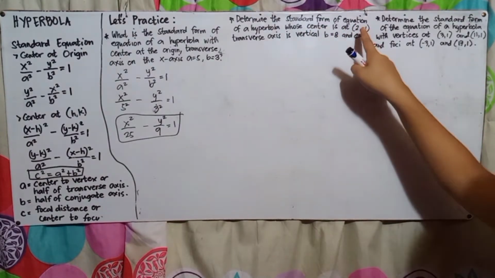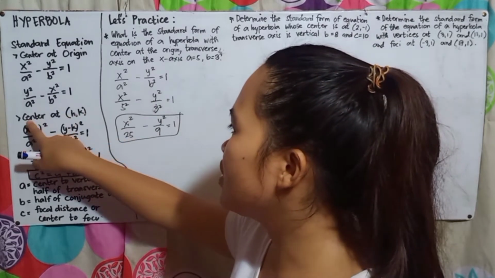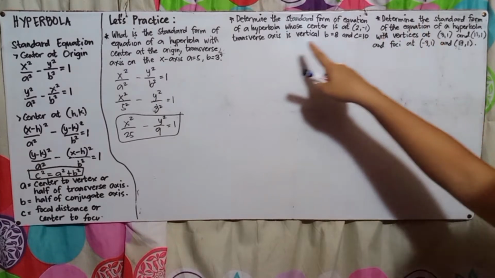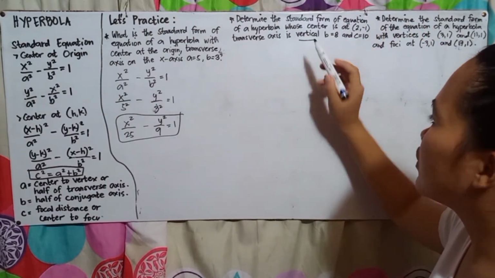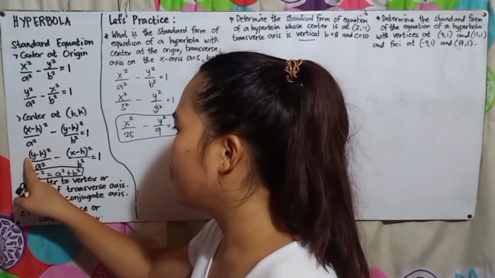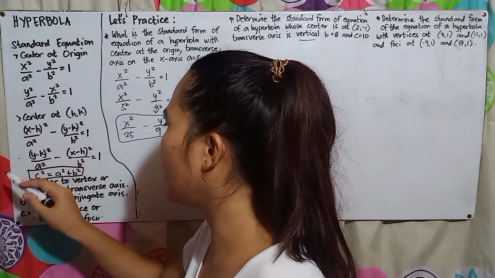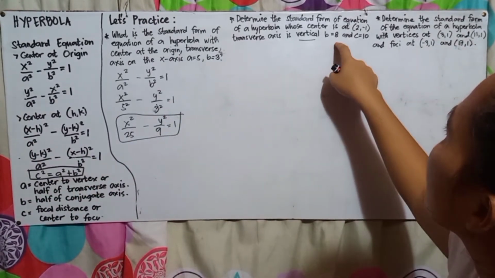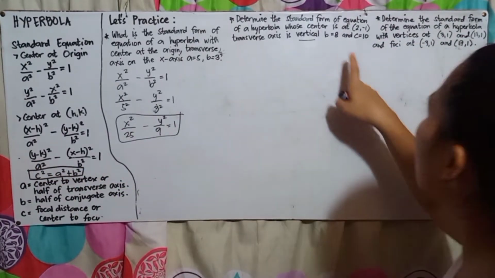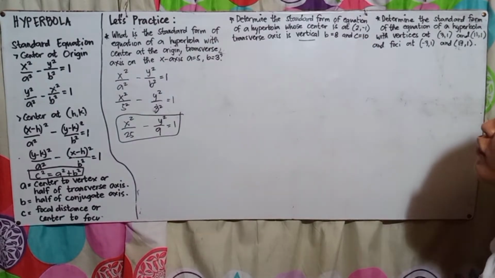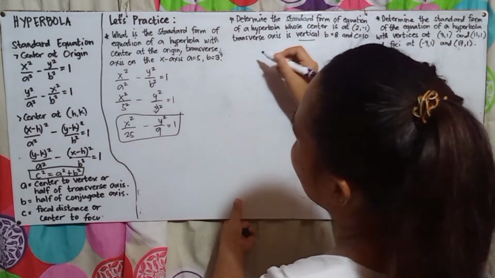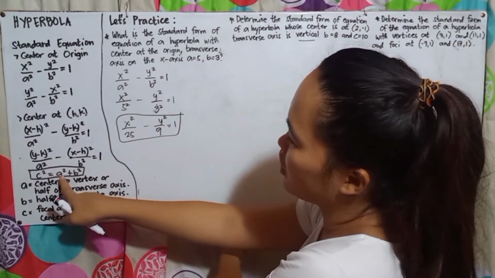Okay, next, determine the standard form of equation of hyperbola whose center is at 2, -1. So, given ang center at the 2, -1, since center at h, k, so form h, k. Transverse axis is vertical. So, when you say vertical, naa siya sa y. So, y-axis, kani ato ang gamiton. B equals 8 and C equals 10. So, since ang naadari is A and B, then ang given is B and C. So, therefore, i-derive muna natin ang answer sa A, from the formula C squared equals A squared plus B squared.